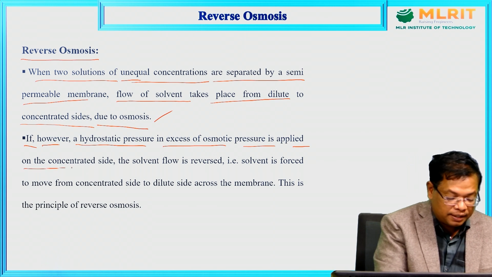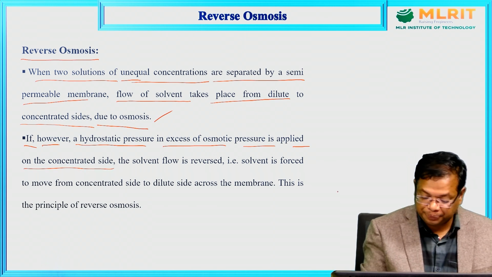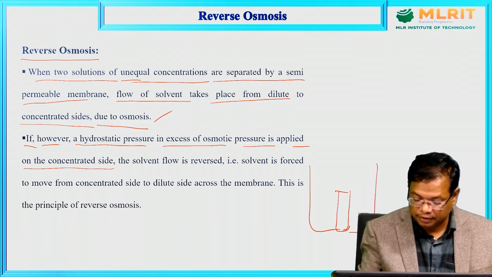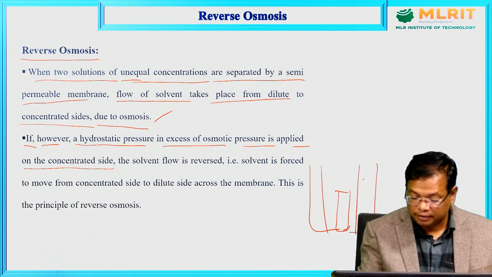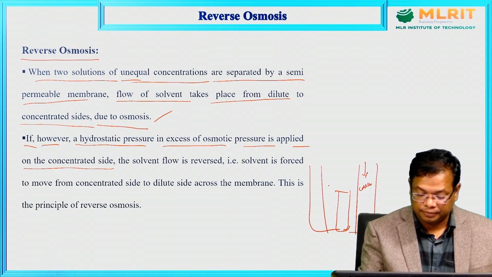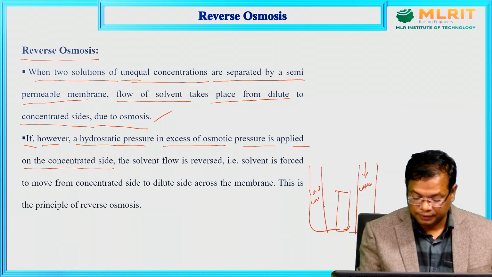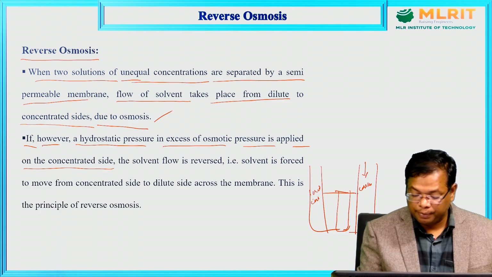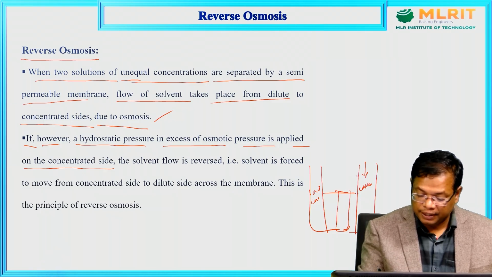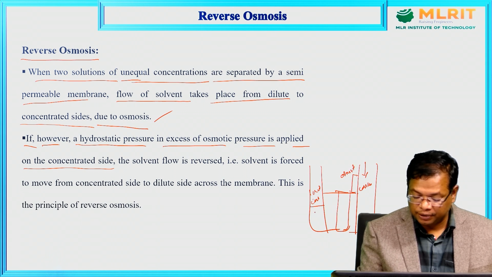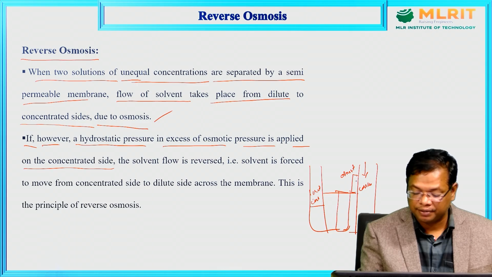Then on the concentrated side, the semi-permeable membrane, this is the concentrated one, this place is the concentrated solution, this is the low concentrated solution. So through the semi-permeable membrane, osmotic pressure has already developed here. The lower concentrated solution is here, the higher concentrated solution is here after osmosis.